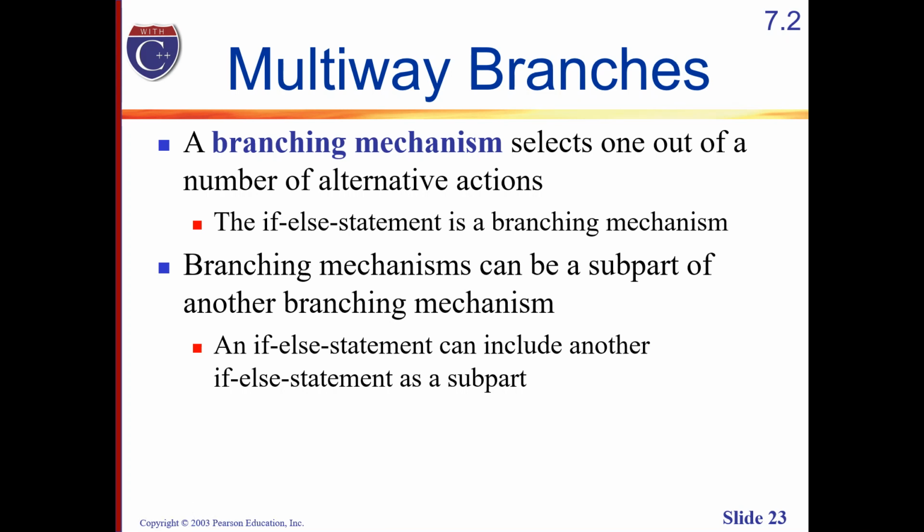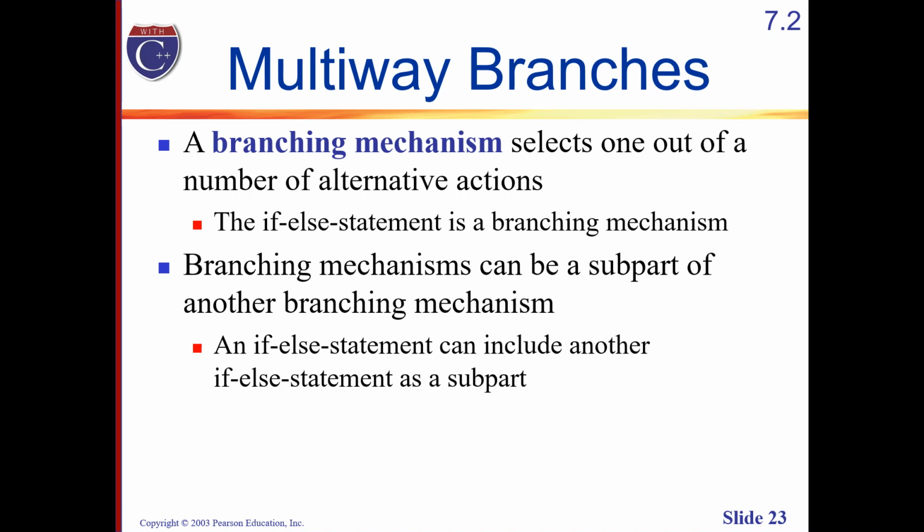We will now proceed with the next section, which is about multi-way branches. In C++, a branching mechanism selects one out of a number of alternative actions. That way, when we are writing programs which need to address different conditions that would affect the flow of our program, we can use multi-way branches. An example of that is the if-else statement.